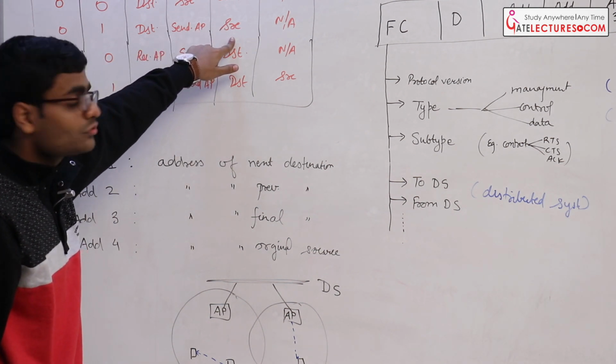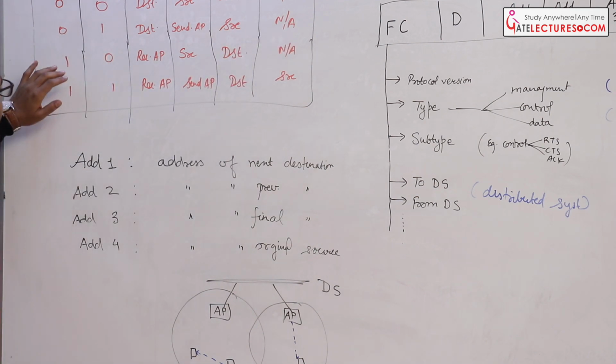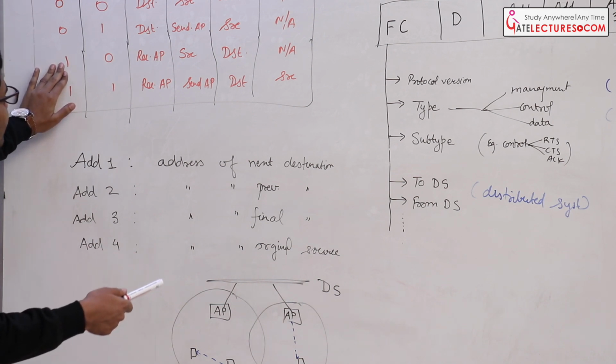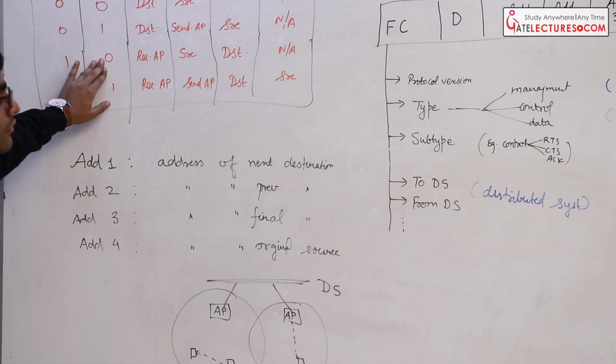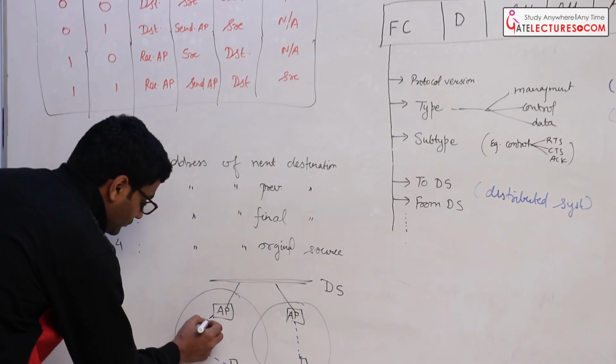In address 3, we provide the source address, and address 4 is null here. The third case is when the packet or the frame is going to the distributed system, but it is not coming from the distributed system. It is this case.